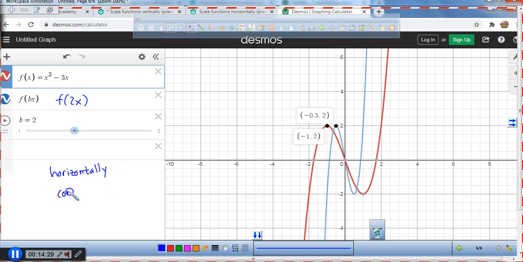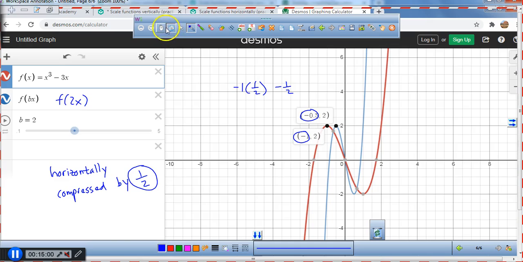Horizontally compressed by 1/2. Where's the proof? It went from -1 to -1/2. So if I'm at -1 and I multiply that by 1/2, now I would be at -1/2, and that's what happened. So understand, I'm not being compressed by a factor of 2, I'm actually being compressed by a factor of 1/2.